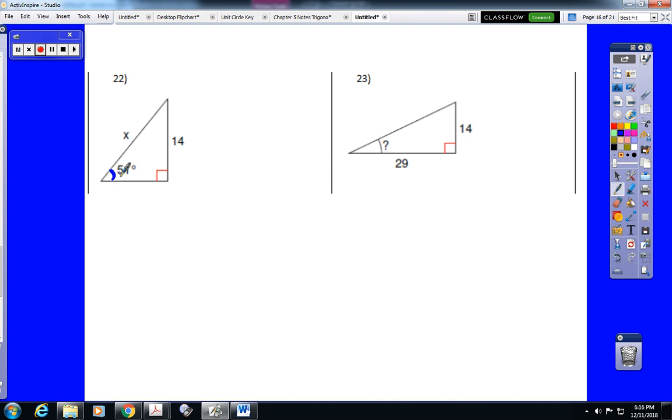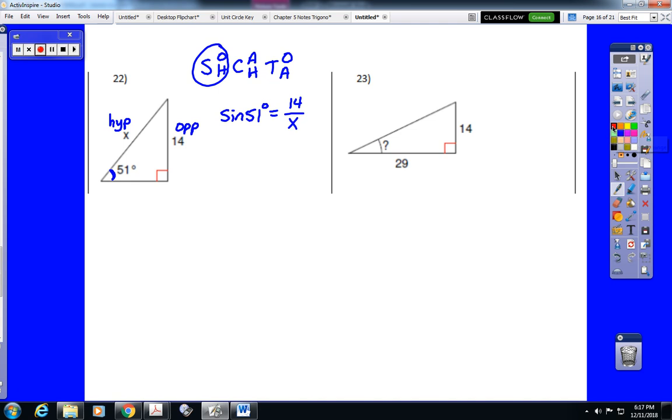Alright, 51-degree angle, 14 would be your opposite, x would be your hypotenuse. Again, hypotenuse is always across from the right angle, opposite is across from the angle we're dealing with. So again, we need to think to ourselves, which one am I going to use? Sine, cosine, or tangent? Well, I've written opposite and hypotenuse. That means this is a sine problem. So the sine of 51 degrees equals 14 divided by x.